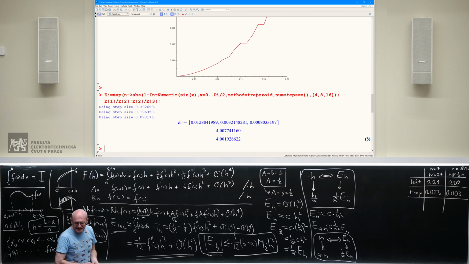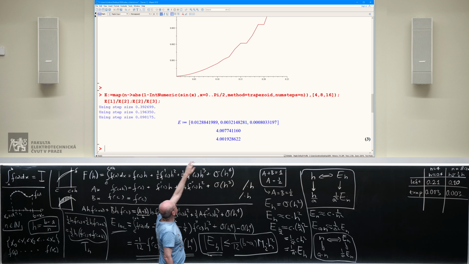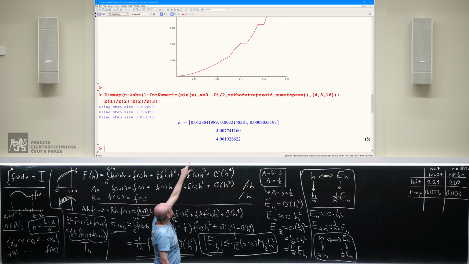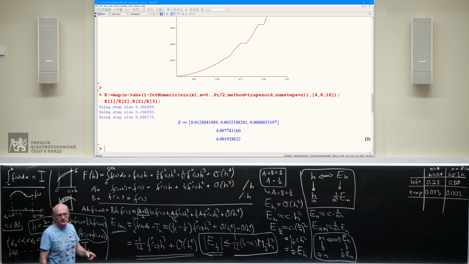Here we go. And again, we see the errors, 0.13, 0.03, exactly as in our chart. Third error, and the ratios are really close to 4. So this seems to work really well.